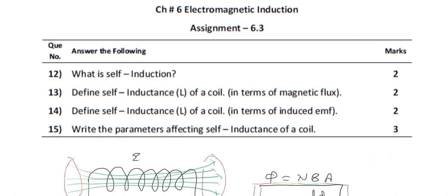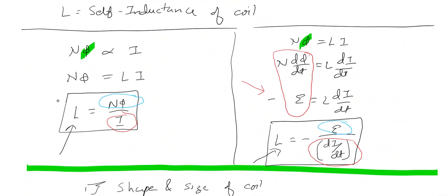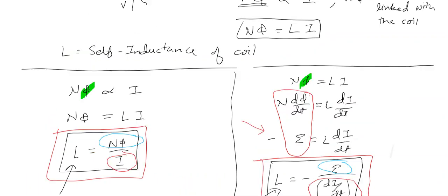And what is self-induction? A phenomenon in which, when the current passing through a coil changes, the flux linked with the coil also changes, and this phenomenon is self-induction. Because of the change in flux, there is self-induced EMF. Then you have two definitions of L, self-inductance. This is the first definition, flux linked per unit current. This is the second definition, self-induced EMF per unit rate of change in current.